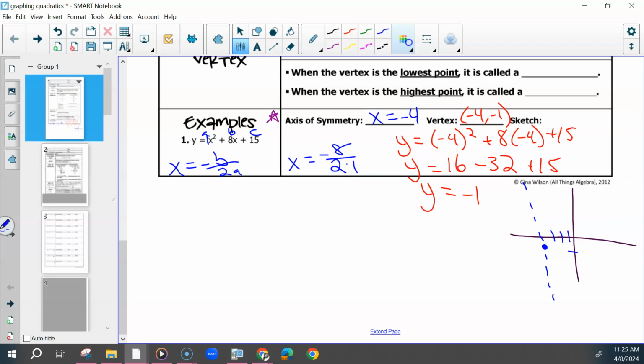And then looking at the a value, it's positive. So is this going to face up or down? Up. So from the vertex, you draw a U that kind of looks symmetric. Mine doesn't, but that's okay. It's a rough sketch.